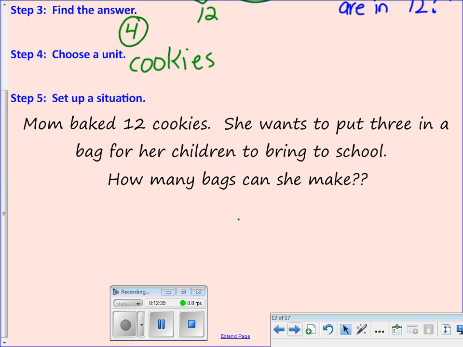Third sentence is telling us whether it's measurement or partitive. Since it's measurement, how many bags or how many groups can she make? How many bags means number of groups.